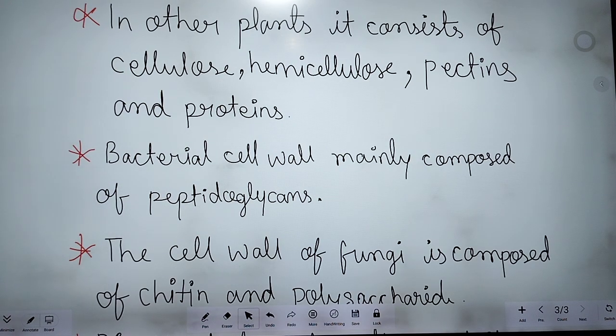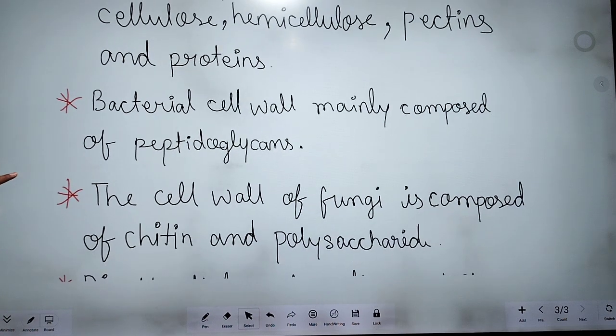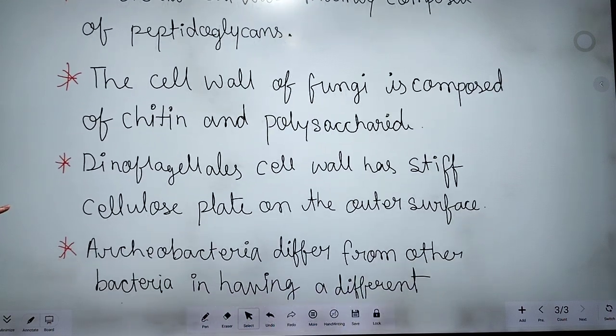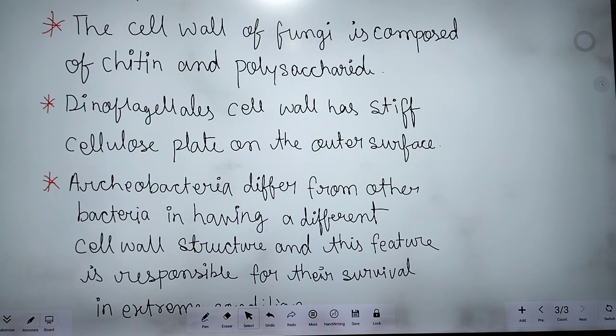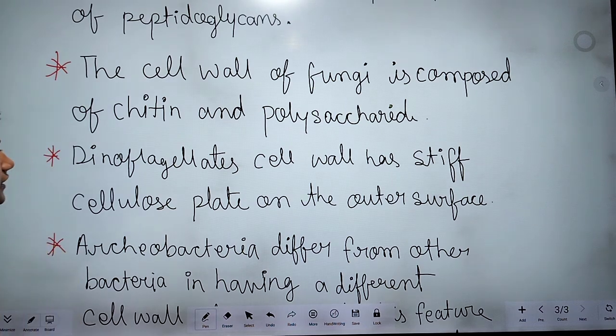The bacterial cell wall is mainly composed of peptidoglycan. Okay. And the cell wall of fungi is composed of chitin, or we can say polysaccharide. Okay. After that, the cell wall of dinoflagellates has a stiff cellulose plate on the outer surface. Okay.